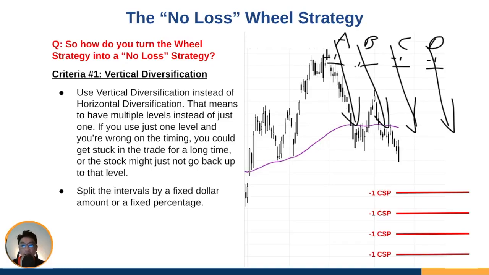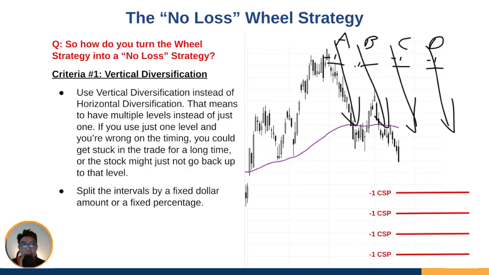What I would suggest is to do what is called vertical diversification. And that means to have multiple levels instead of just one, right? If you use just one level and you're wrong on the timing, you could get stuck in the trade for a long time, or the stock might just not go back to that level, right? So for example, if you did it on PayPal around 2022 or late 2021, then you're probably still in that trade, right? Suddenly a short-term trade has become a long-term investing trade where you're hoping to finally break even when you get your pension.